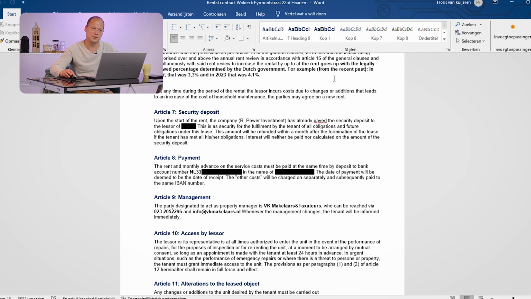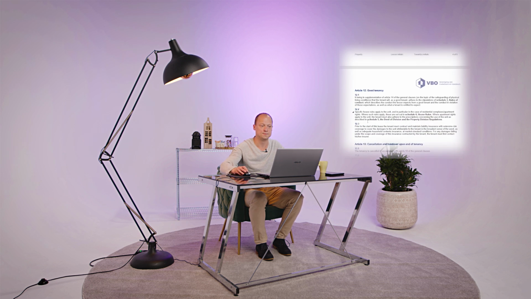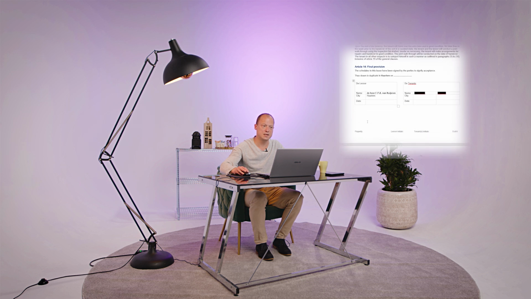Article 9 is important because it could be that there is a property management company such as VK-makelaars, which is my real estate company, of course. That is the official property manager. So if tenants have a problem or a defect, they should not go to the landlord. They should first go to the property manager. So make sure that if that's the case, write that here. So basically, this is all standard.